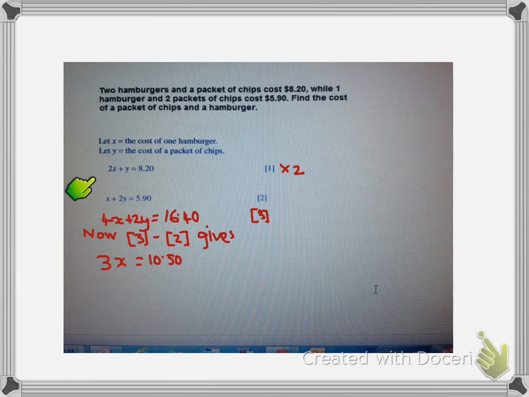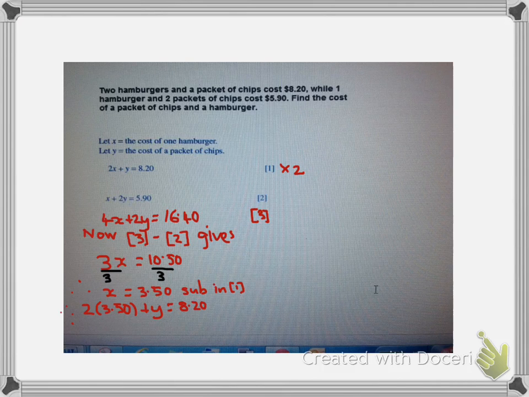So that means in equation 3 I've got 4x, in equation 2 I've got a single x. So 4x minus 1x gives me 3x down here. 2y, take away 2y, gives me nothing. And $16.40, take away $5.90, gives me the $10.50. So I've eliminated y from the equation. Dividing both sides by 3, I get x equals $3.50.